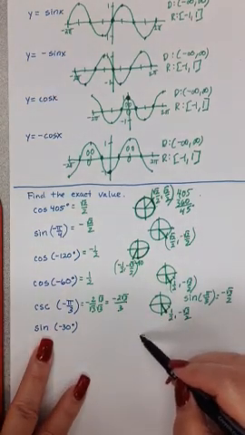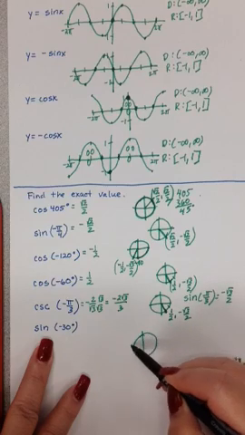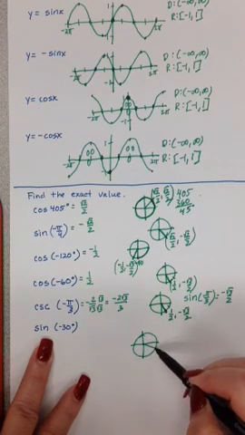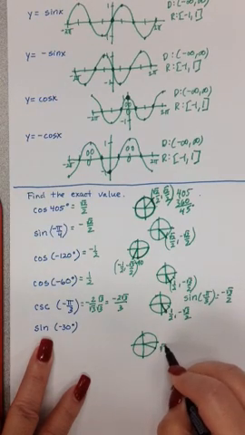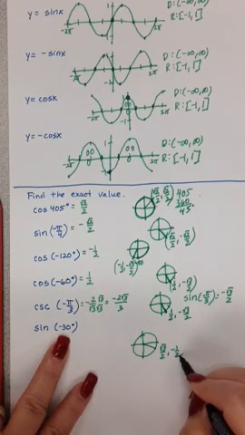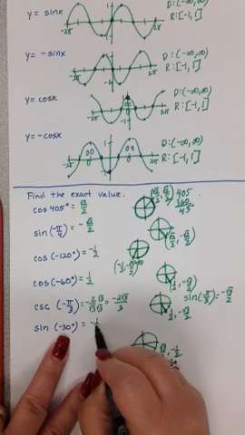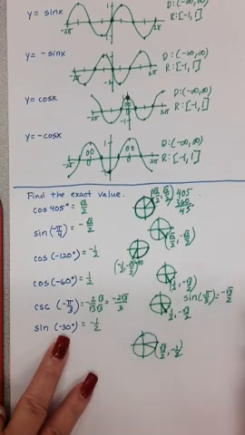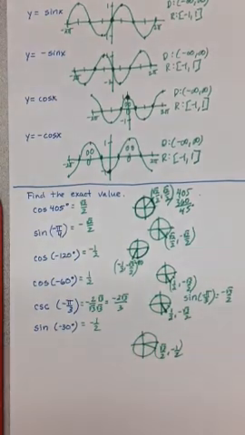Next, they ask me what's the sine of negative 30 degrees. Negative 30 is right here. You go over square root of 3 over 2 and down 1/2. Sine is the y-coordinate, so it'll be negative 1/2. All right, so that's that.